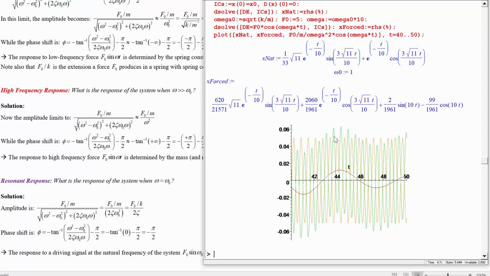Imagine you're pushing somebody on a swing, but you push them back and forth way too fast compared to how fast the swing can respond. Eventually, they're just totally out of phase. You're pushing the chain back and forth, and they're just swinging totally opposite to you.